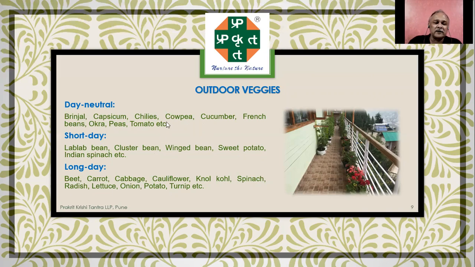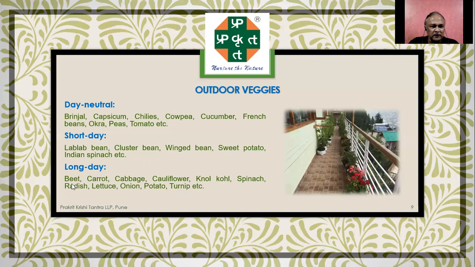Of course, it depends on the region and season, because other conditions also work together simultaneously. As I said, in nature, there are innumerable factors all working simultaneously. So we must see the things collectively, not in isolation, all the factors. So these are the group of plants in short day, like lab bean or kidney bean, cluster bean, winged bean, sweet potato, etc. It's a long list actually, but I've just mentioned certain examples.